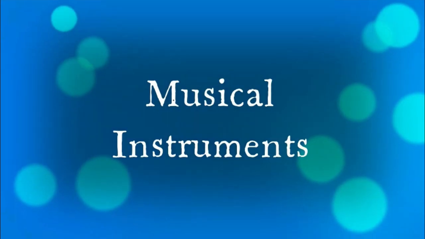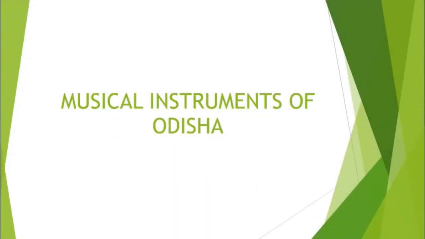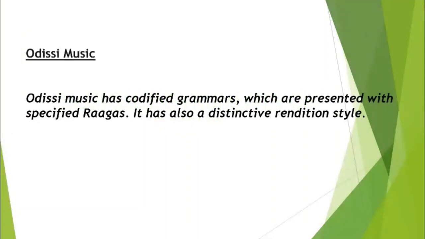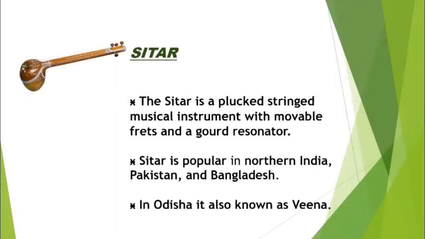Hello everyone, today I am going to tell about the musical instruments of Odisha. Odissi music is confined to grammars which are presented with specified ragas. It also has a distinct native rendition style. Next, sitar. Sitar is a plucked string musical instrument with movable frets and a gourd resonator. Sitar is popular in northern India, Pakistan and Bangladesh. In Odisha, it is also known as veena.